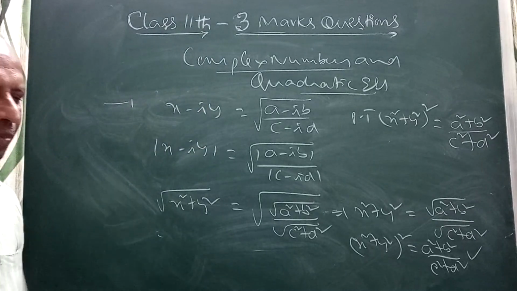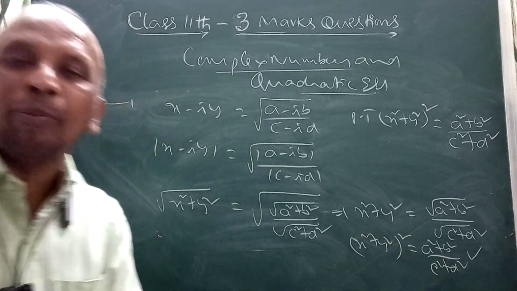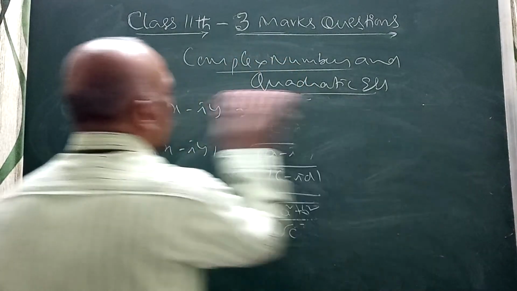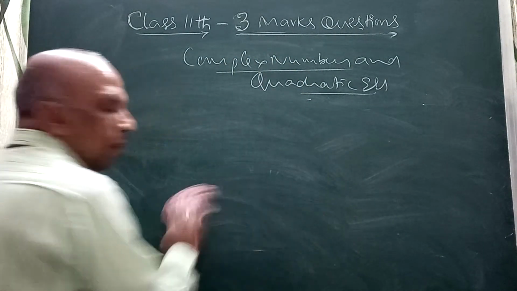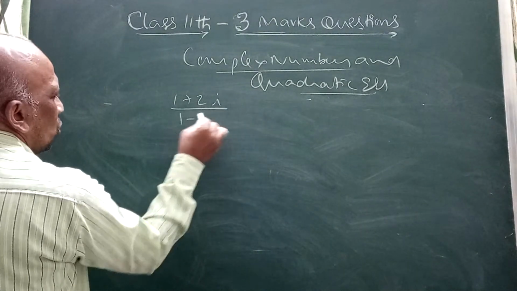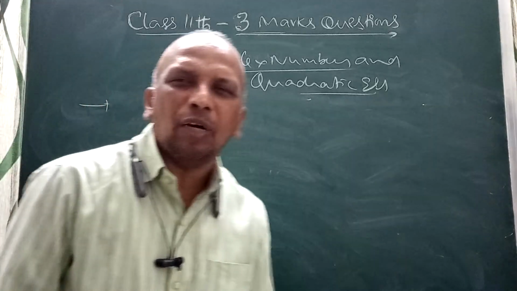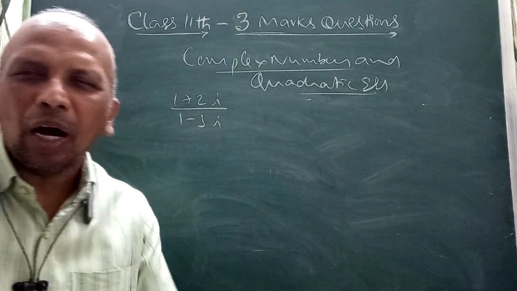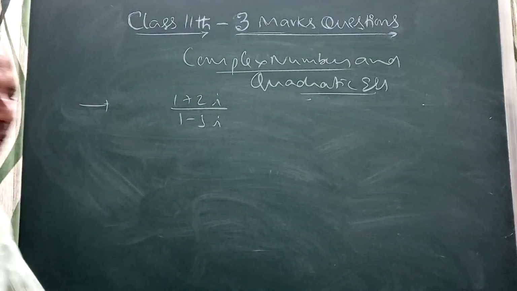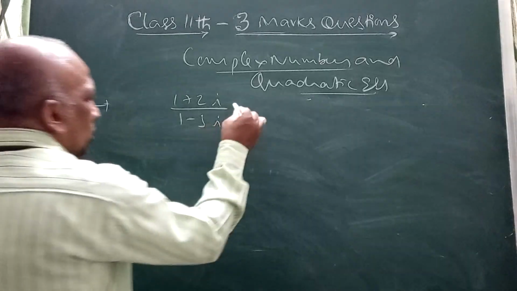Suppose they ask you another one: find the conjugate of 1 plus 2i by 1 minus 3i. Find the conjugate of this. First you simplify, after that you write the conjugate. When they're asking the conjugate of this, first you simplify this.